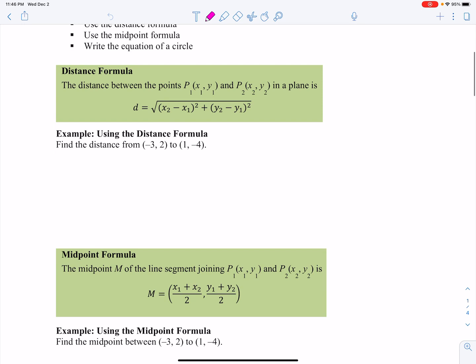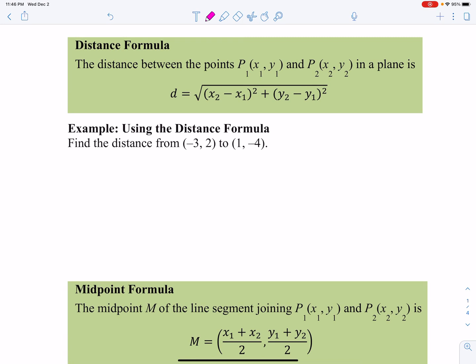All right, so the distance formula, you've seen this before. I'm sure you've worked with it in geometry. So the distance between 2 points, right? So if they give you 2 coordinate points, x, comma, y, you plug into this formula, you get the distance between those 2 points. Okay, so here we go. Find the distance from negative 3, comma 2 to 1, comma negative 4.